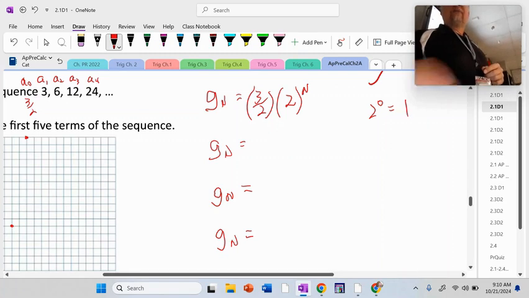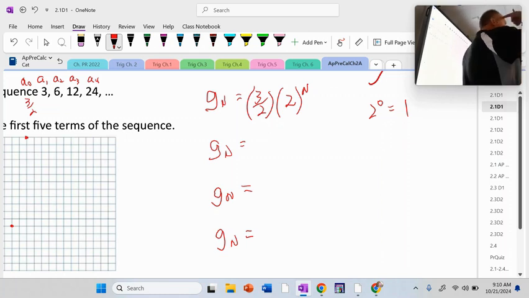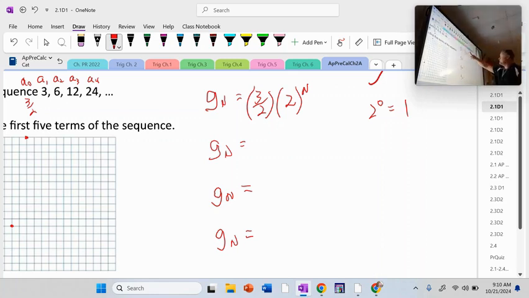I'm not going to explain. I don't have time for that, but later I'll explain why. Anything to the 0 power is 1. That's supposed to be a general idea that you know walking into my classroom. All right? So anything to the 0 power is 1. So when I plug in 0, 2 to the 0 is 1. 1 times 3 halves is 3 halves. It works. Let's check 4.